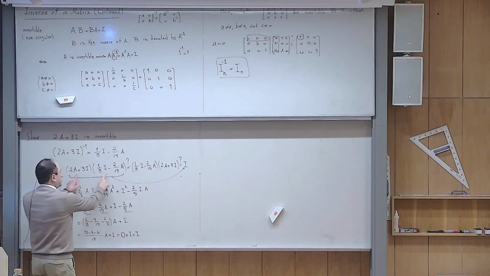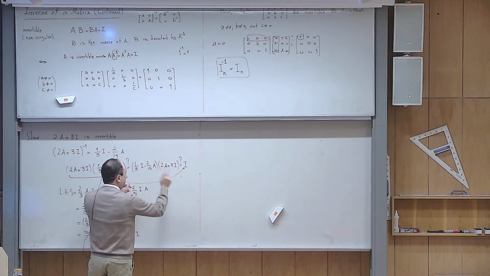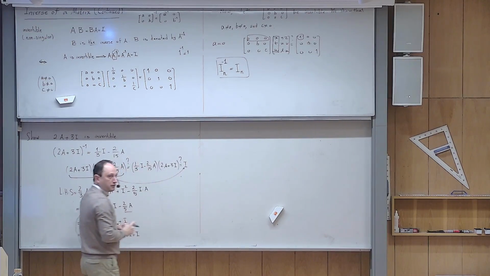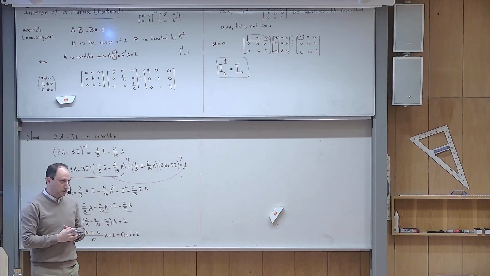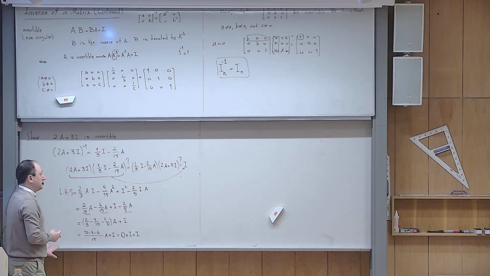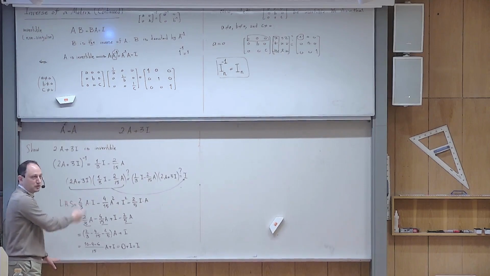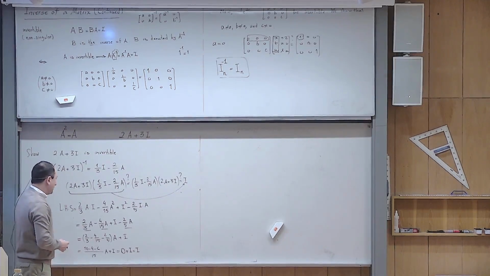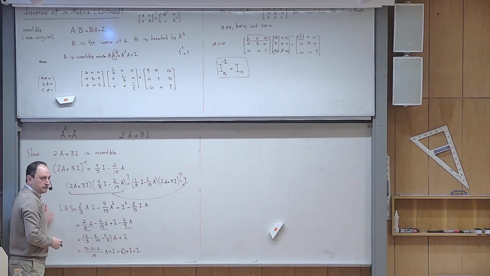Because if I show that this is I, still there is no guarantee the other way around is also I, because matrix multiplication is not in general commutative. At this stage, you have to check this one as well. But that's exactly more or less the same calculation. Yes. Okay, any questions? Okay.